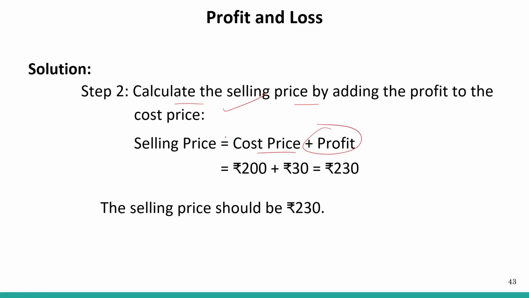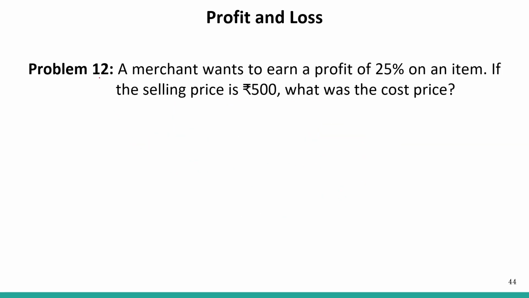So cost price plus profit is equal to what? Selling price. So 200 plus 30 is equal to 230 will be the selling price. So selling price should be 230 rupees. Okay. So 230 will be the correct answer. So let's see problem number 12.